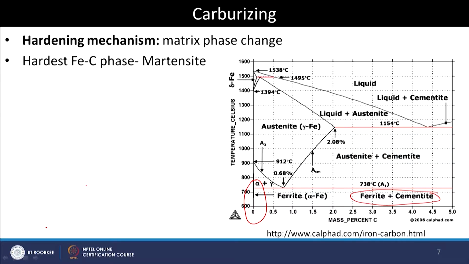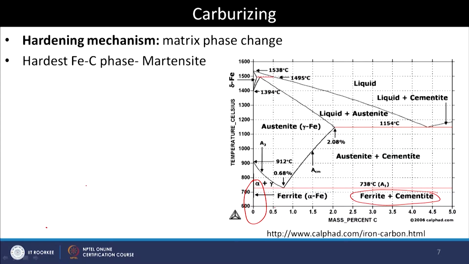Whereas austenite can take up a lot of carbon. At 1154 degrees Celsius, it can take up about 2.08 weight percent of carbon, the maximum amount in solid solution. That means it will be an FCC iron lattice having carbon atoms in the interstitial sites.